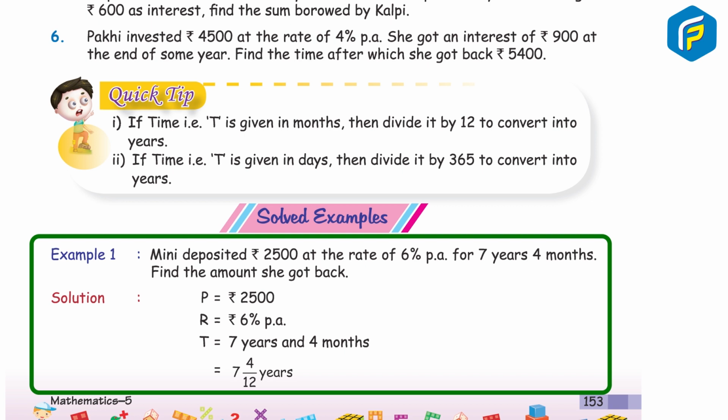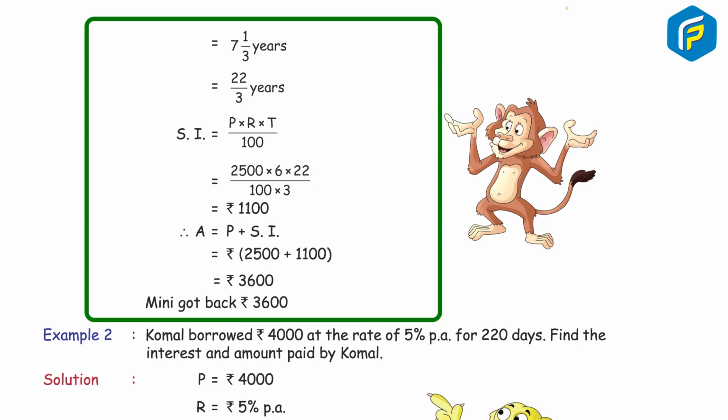Solution: P is equals to rupees 2,500, R is equals to 6% per annum, T is equals to 7 years and 4 months is equals to 7 and 4 upon 12 years is equals to 7 and 1 upon 3 years is equals to 22 upon 3 years. SI is equals to P into R into T upon 100 is equals to 2,500 into 6 into 22 upon 100 into 3 is equals to rupees 1,100. A is equals to P plus SI is equals to rupees 2,500 plus 1,100 is equals to rupees 3,600. Minnie got back rupees 3,600.